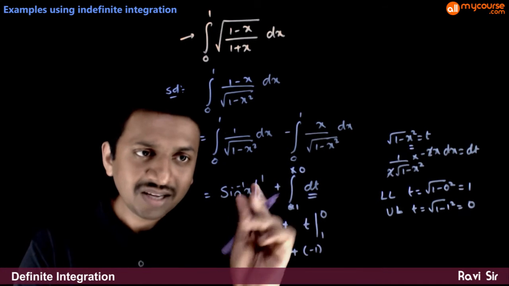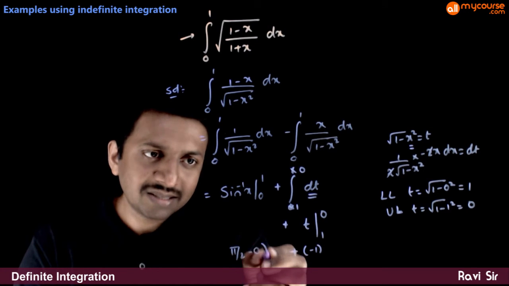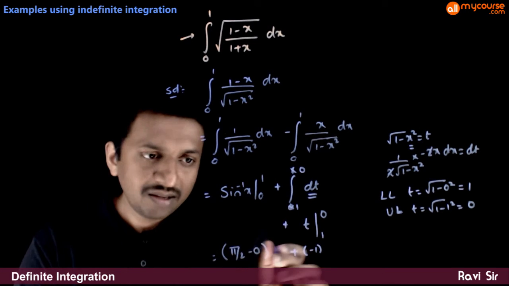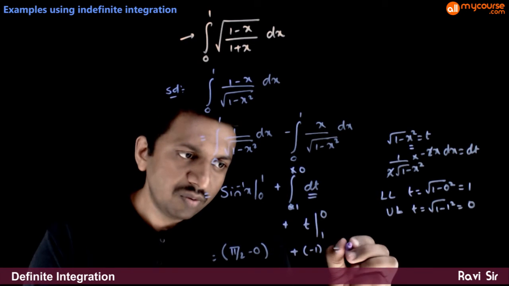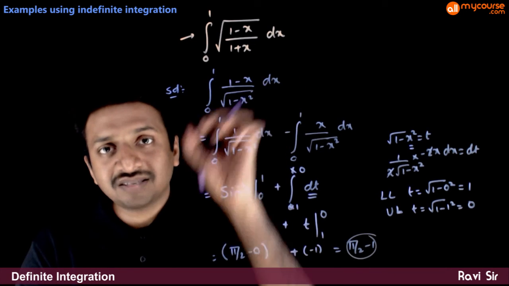And what is this limit? Sine inverse of 1 is pi by 2 minus 0. So pi by 2 minus 1 is the integration of this function.